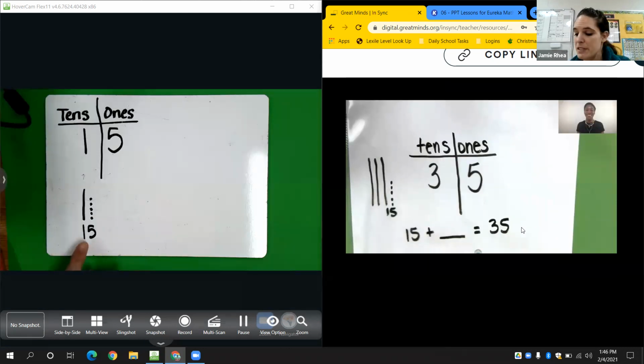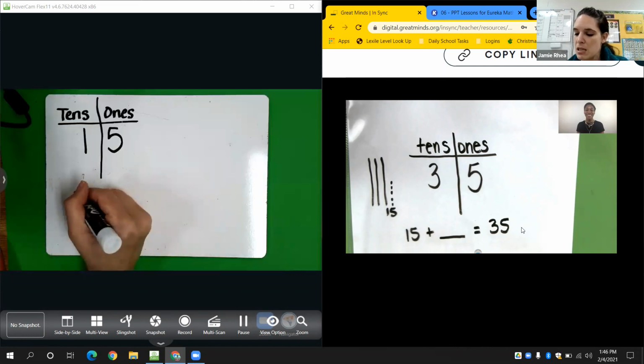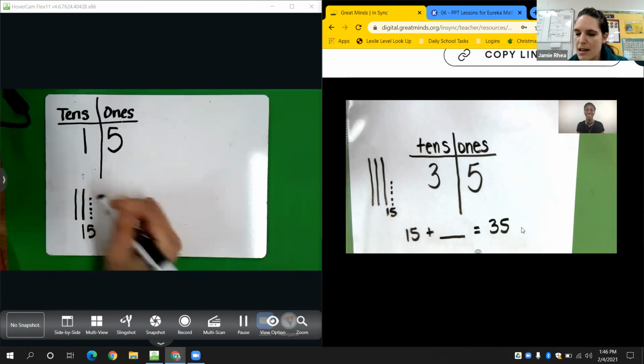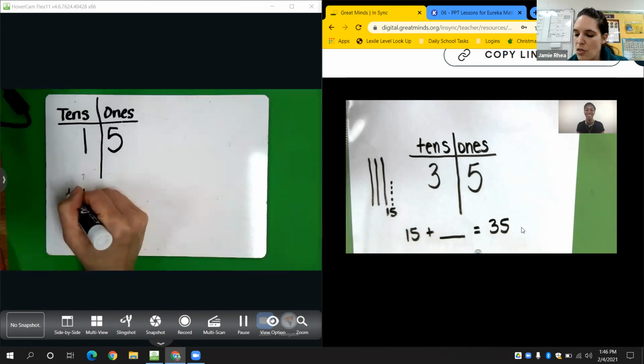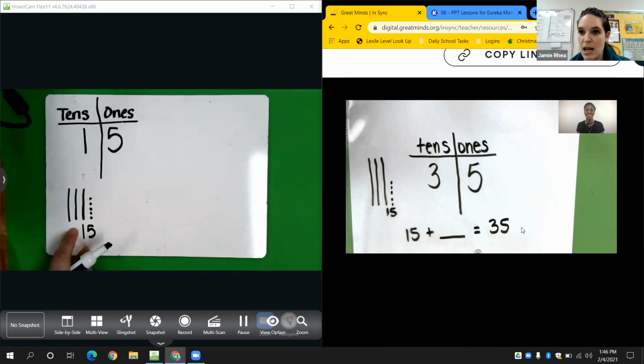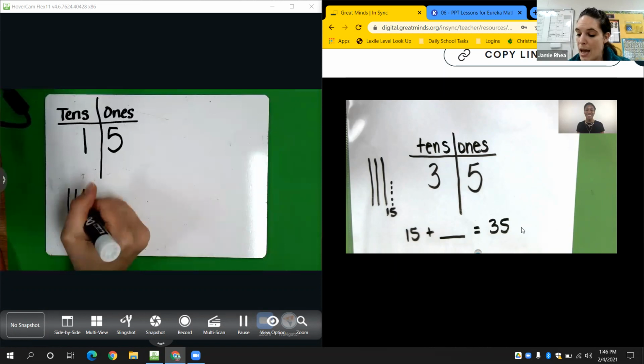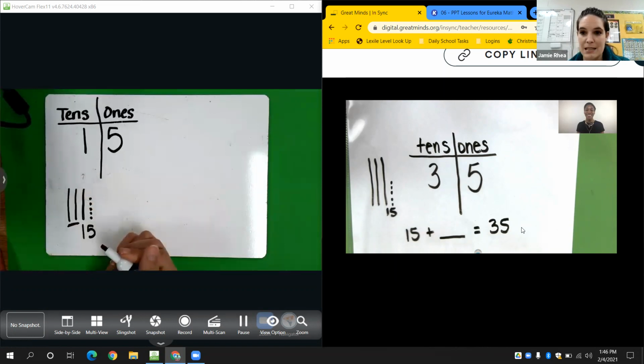Okay, now look at our quick 10 drawing. We have 15. How many more do we need to add to make it 35? So first decide, are we going to add 10s or 1s? 10s. Okay, so 15, count by 10s with me. 15, 25, 35. How many 10s did we add? We added 2 more 10s.